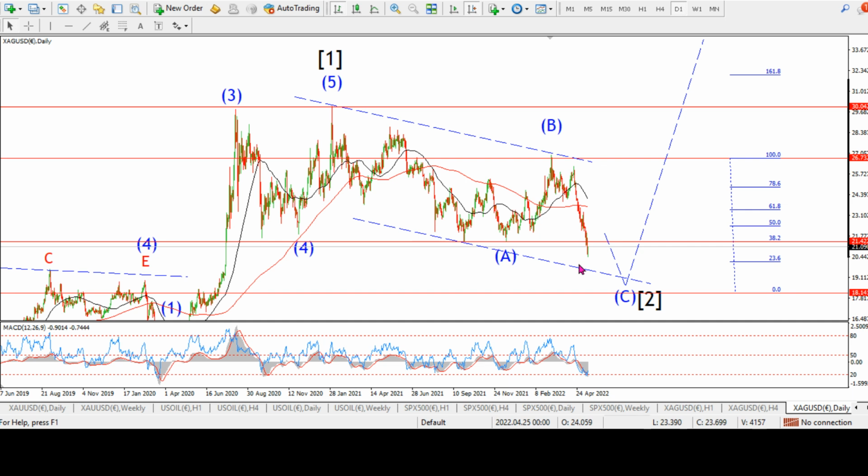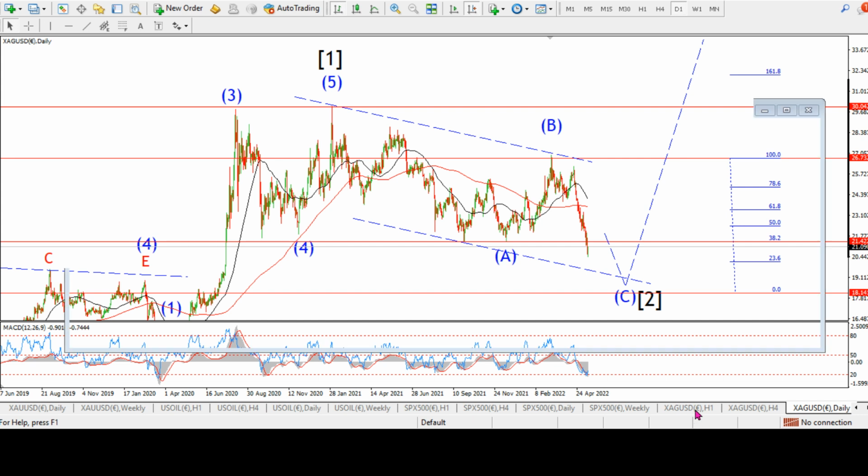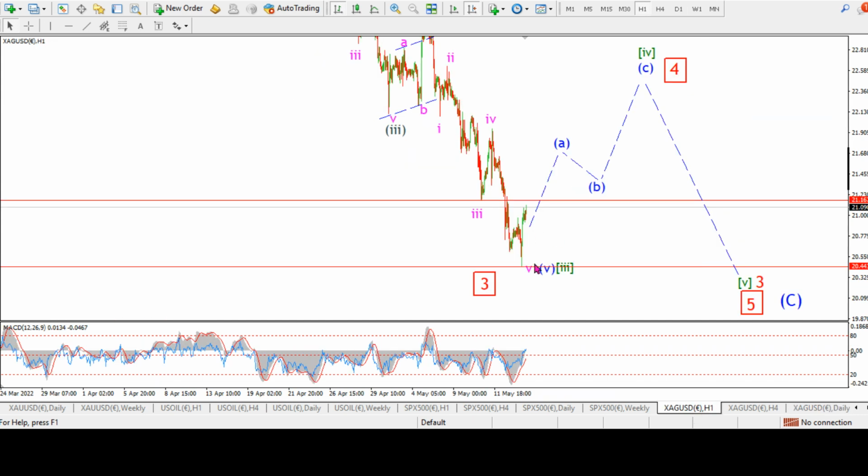We'll probably get some sort of relief rally this week, some sort of correction. Maybe it'll only be a consolidation around that $21 level, and then we'll fall out of it again into wave 5 of C. But that's the outlook for the next week or so. Let's see if we track higher in a 4th wave and then we fall down in a 5th wave. That's the base case scenario right now.